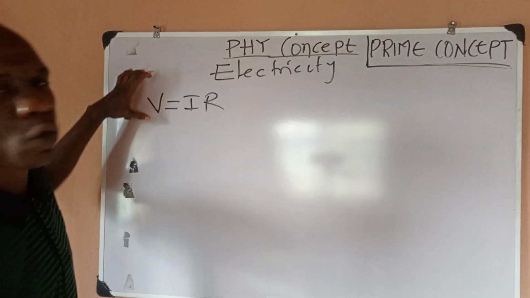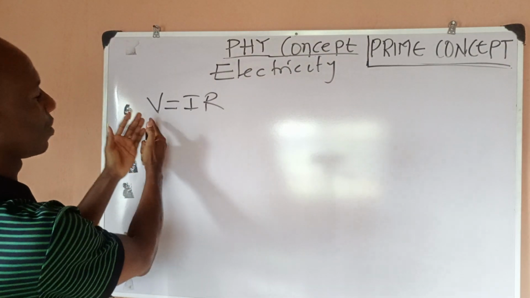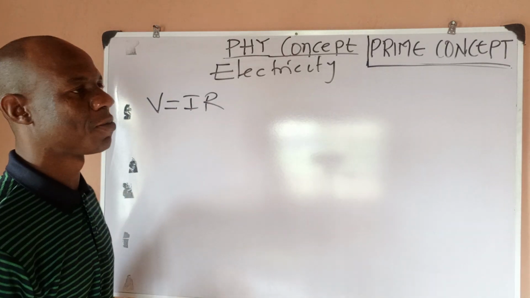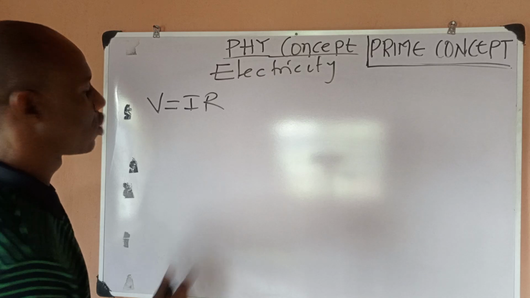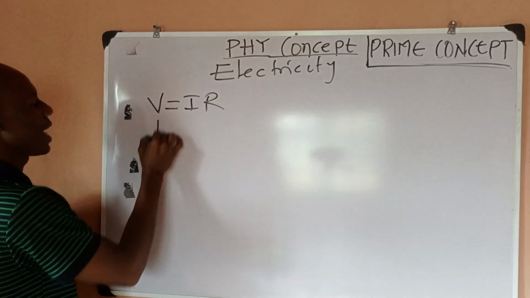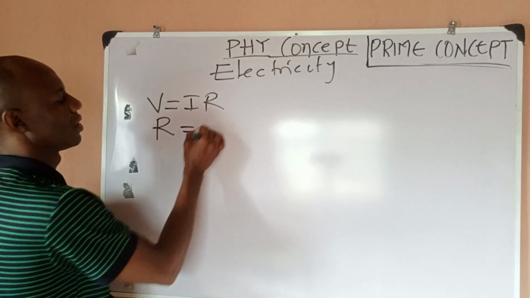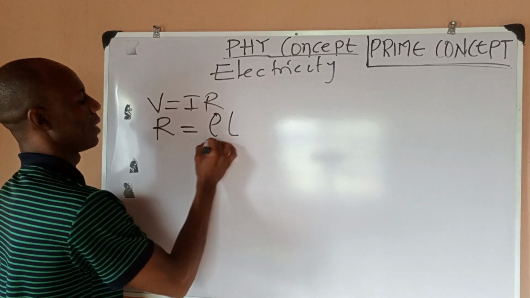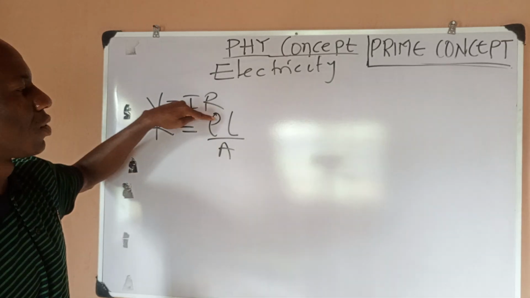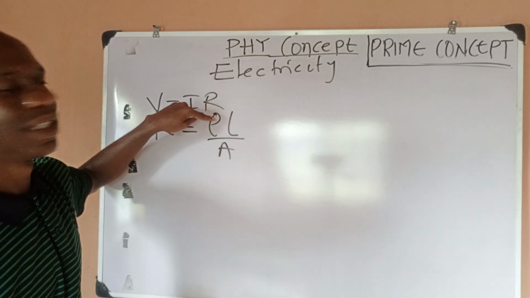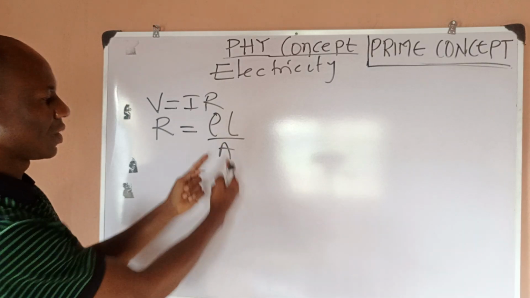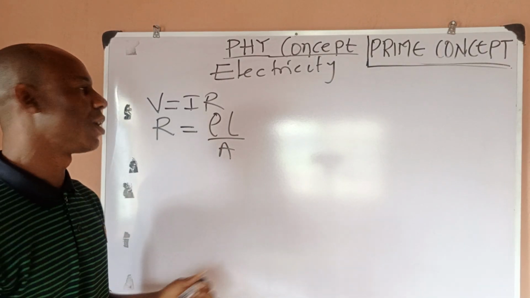Now we have what you know basically from your secondary school, that V equals IR is the mathematical relationship for Ohm's law. Now one of the formulas you also know is the formula for resistance. We have that resistance R is equal to rho L over A. In this formula for resistance, you know that rho here represents resistivity of a wire. And then L here is the length of the wire. Then A is the cross-sectional area of the wire.